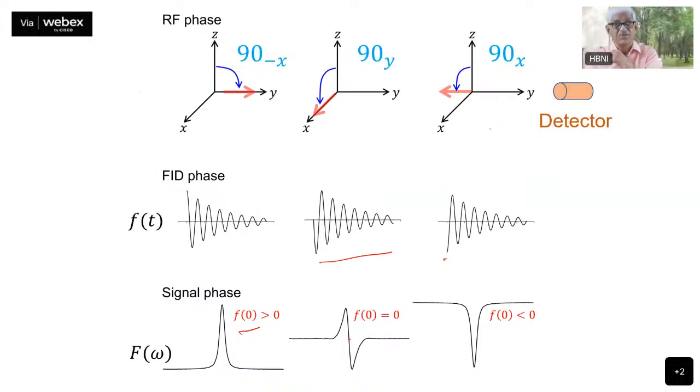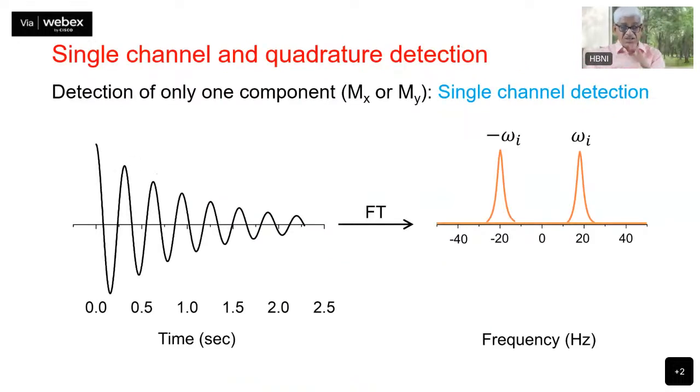This will result in different phases of the NMR signals. Okay, now single channel and quadrature detection. Now, FID, as we said, is like this. Let us say it is a cosine function. We wrote it earlier as a cosine function, cosine omega_i t. The cosine omega_i t consists of two frequencies. Let me write that here.